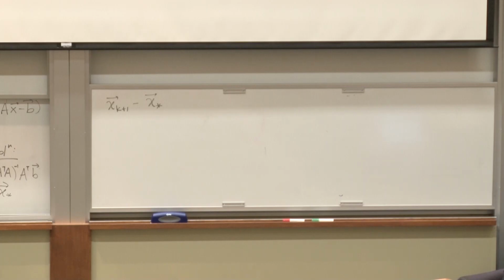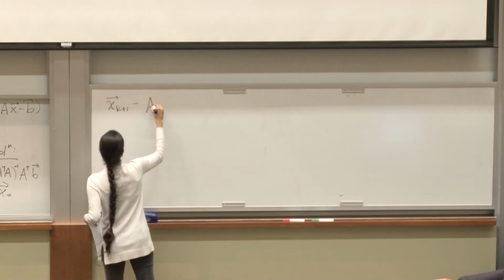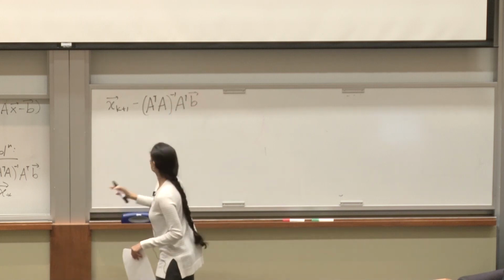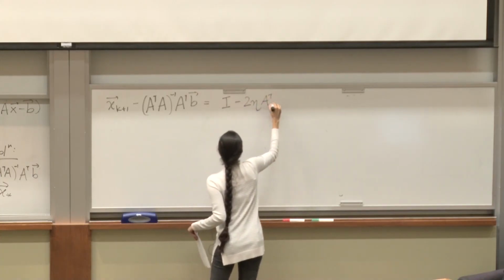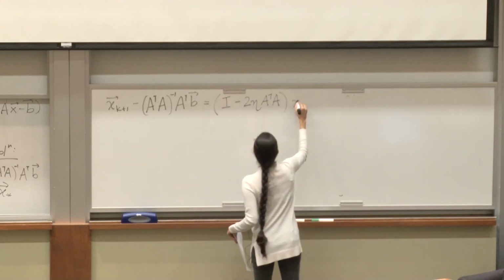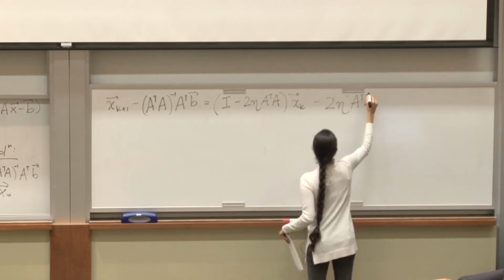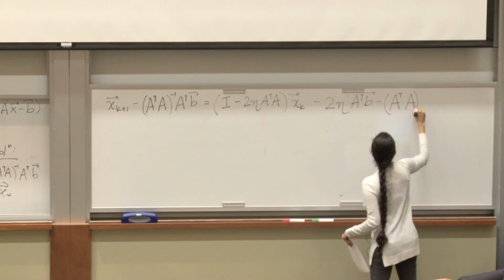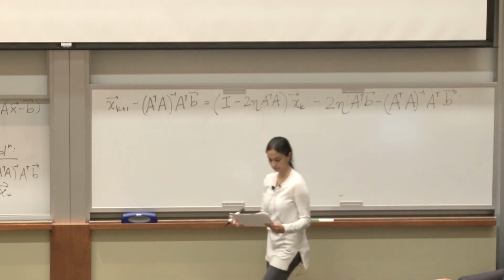There are many different ways of proving convergence. This is one way of proving convergence. Okay? So I'm going to consider x_{k+1} minus (A transpose A) inverse A transpose b. And I can write it as this thing minus (A transpose A) inverse A transpose b.